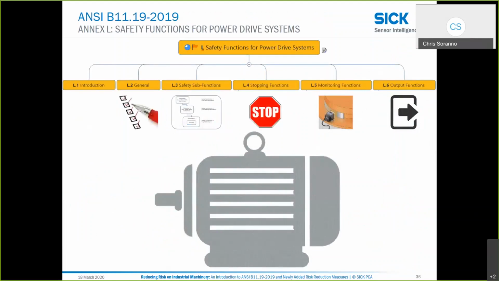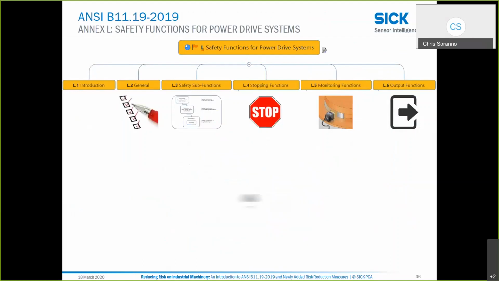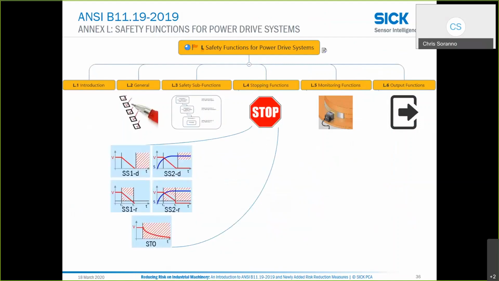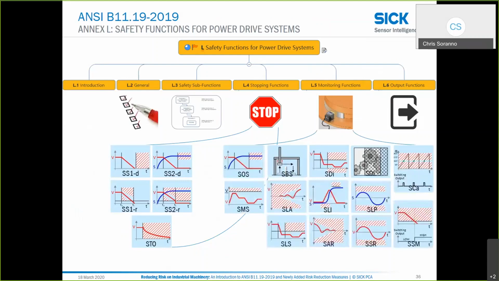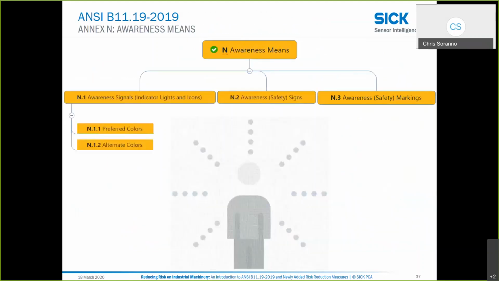We have information also for safety functions for power drive systems, just high level, addressing different stopping functions you might have heard of or be familiar with, like safe torque off, safe stop 1, safe stop 2, a handful of monitoring functions like safe operating stop, safe cam, safe speed, safe temperature, safe braking functions, a lot of guidance here. And then the last annex we'll talk about here briefly is on awareness means, Annex N.